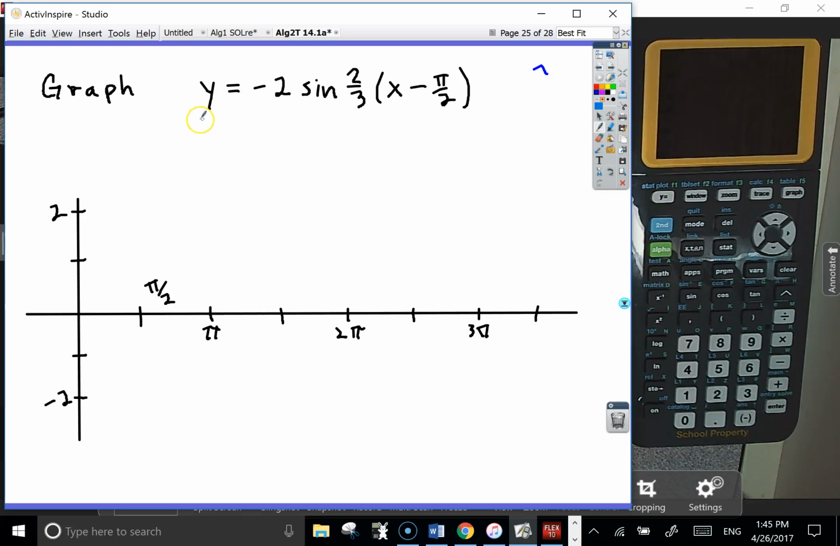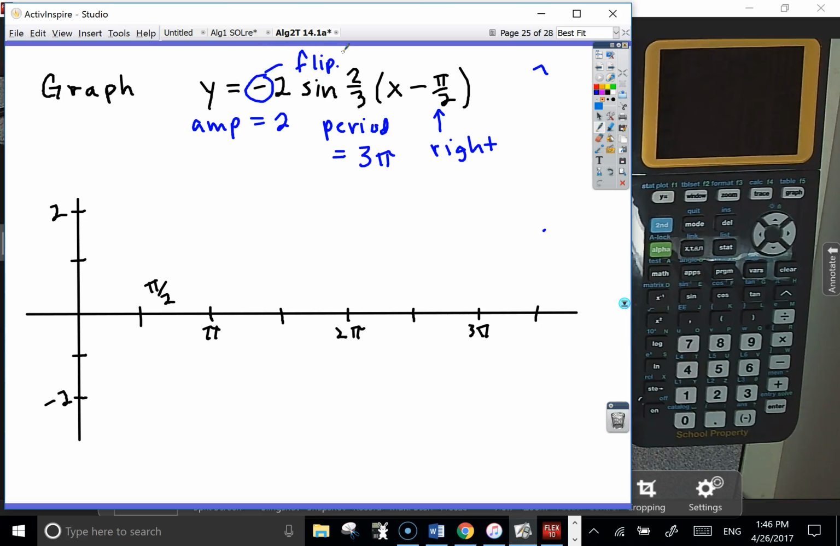Okay, what is the amplitude? Amplitude is +2. Okay, what is the period? What is 2 pi divided by 2/3? 3 pi. Okay. What is that -1/2 doing right there? It's going to the right, pi/2. Okay, and then what is the negative telling you to do right there? Flip.